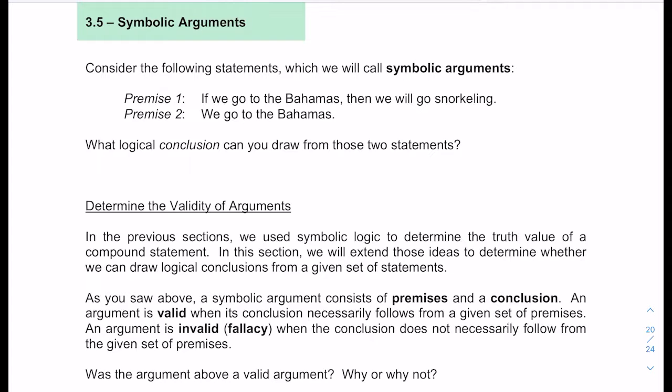So I have two arguments here. We're going to call each one a premise. Premise one is, if we go to the Bahamas, then we will go snorkeling. And premise two is, we go to the Bahamas. What logical conclusion can you draw from those two statements? If you said we will go snorkeling, you are correct.